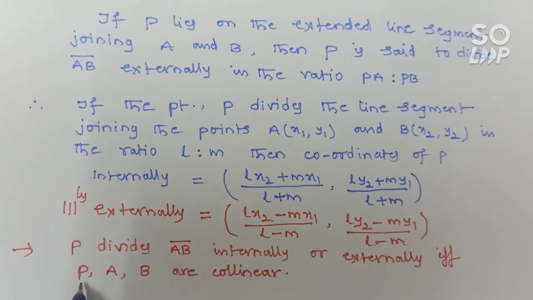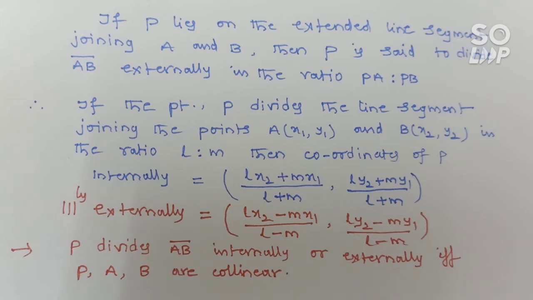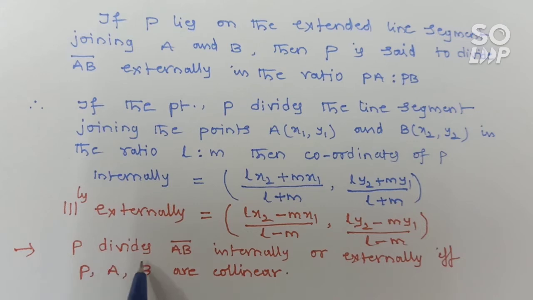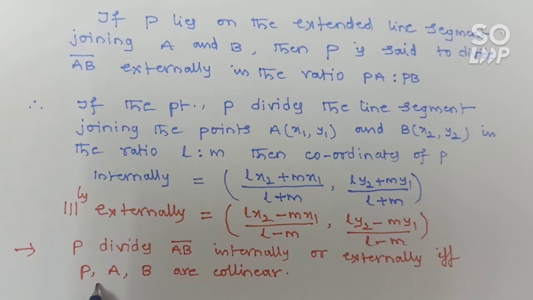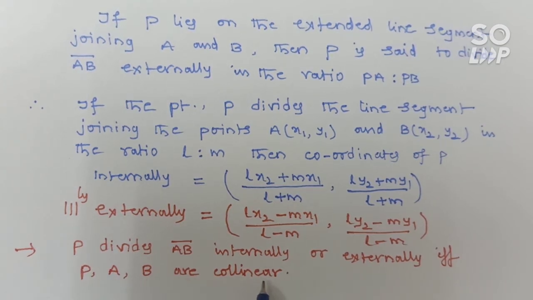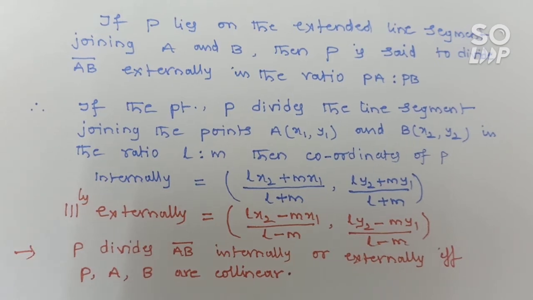Suppose the given points are collinear. Now you can find out in which ratio one point divides the line segment joining the other 2 points, and what the coordinates of that point are. Here the most important condition is: P divides AB internally or externally if and only if P, A, B are collinear. This is the most important concept.